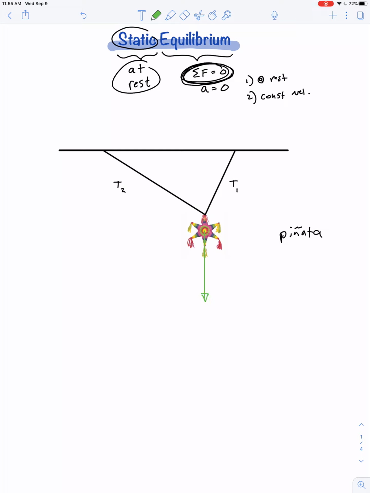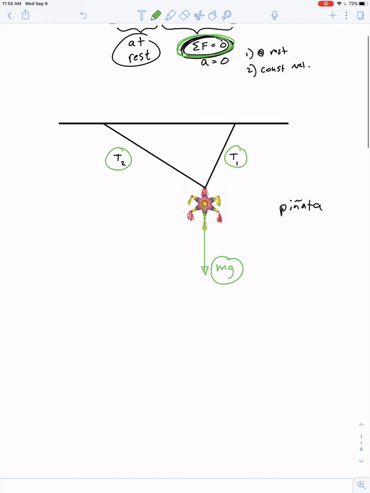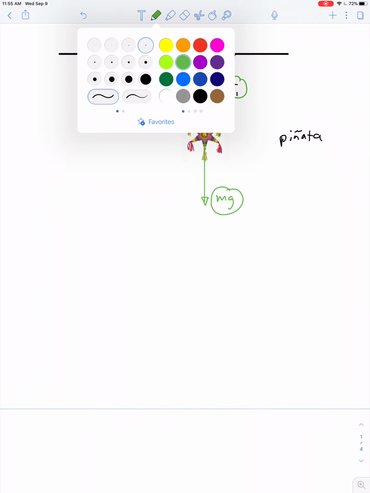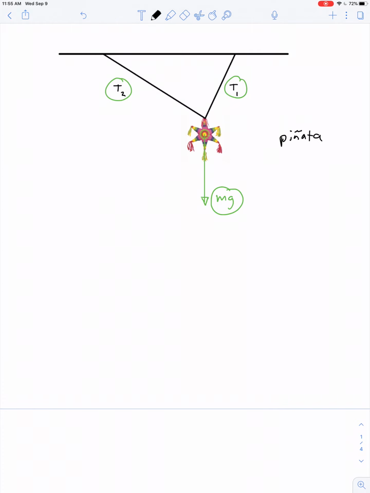So how do all three of those forces, the weight of the piñata, the tension in one string, and the tension in the second string, demonstrate this concept of equilibrium? Make a free body diagram and see if we can figure out these values. So let me add some numerical values to the problem so we can turn it into something that can be solved all the way through to a final answer.